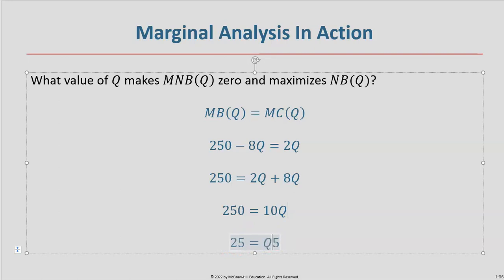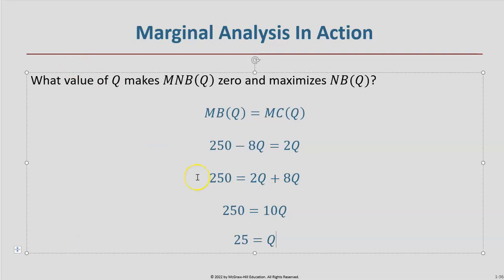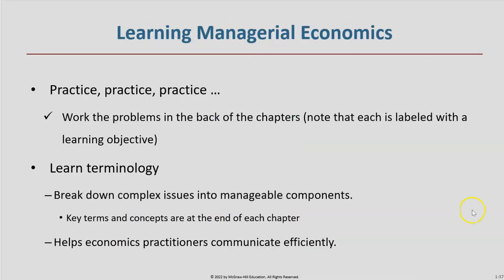So that's a more natural way of looking at that. And we might call that Q star, to indicate that 25 is the optimal amount of the managerial control variable. So that concludes the lecture for chapter 1.